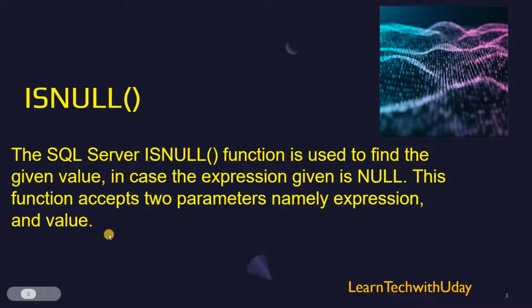Coming to the ISNULL function, the SQL Server ISNULL function is used to substitute a given value in case the given expression is null. This function accepts two parameters, namely an expression and a value. So the ISNULL function returns the value if the given expression is null. Let's see the syntax for these two functions.